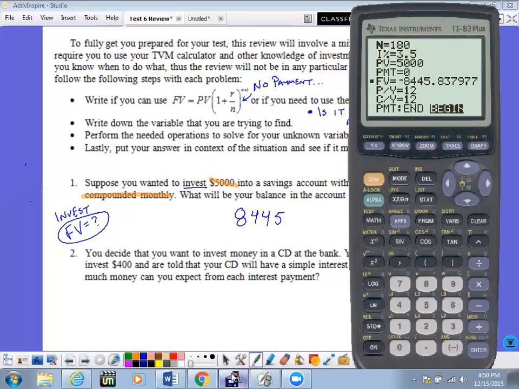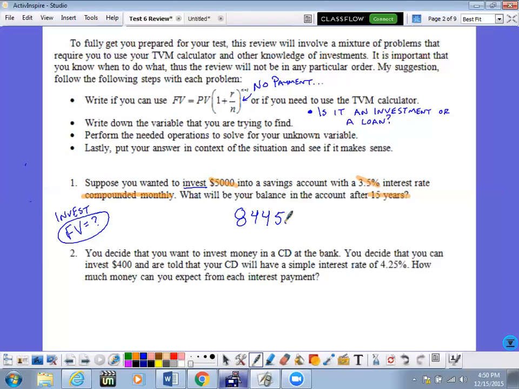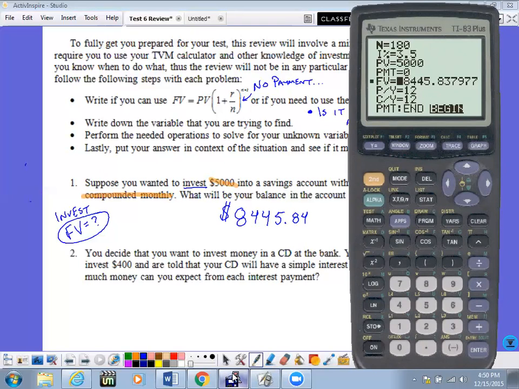$8,445. I think it's at 84 cents, correct? A couple things I want to make sure that we talk about in context. Y'all, we're talking about money. When you're talking about an investment, even though this says negative, think about it in context of the situation. You're not going to have a negative amount at the end of an investment. Otherwise, it'd be the worst investment of the world.